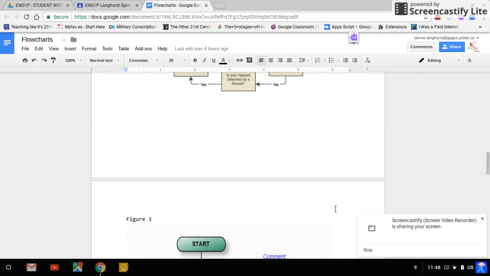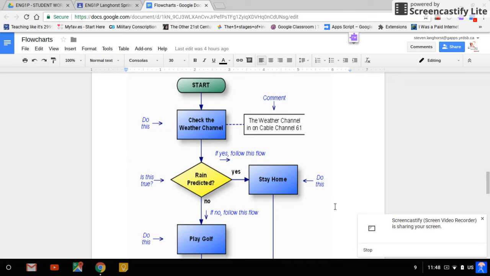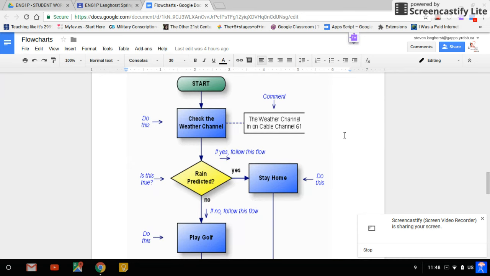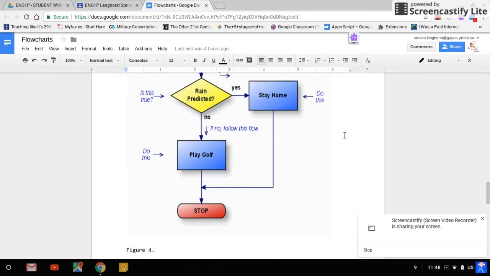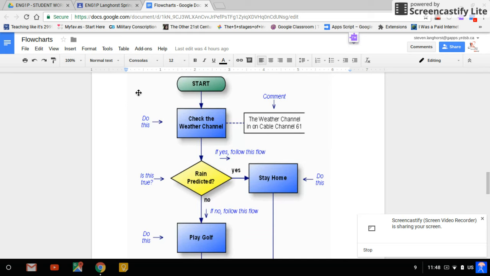This figure 3 is a really simple example of a flowchart. The previous one is actually a terrible example. It just gives you an idea of what they look like, but it also was meant to be funny. This one here is more like a flowchart.